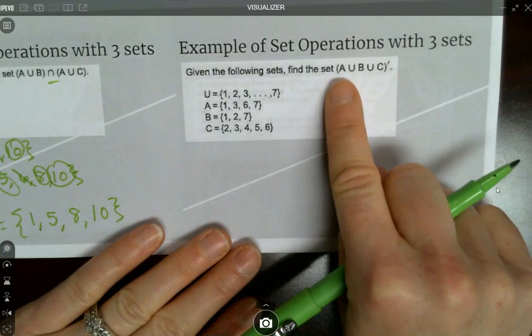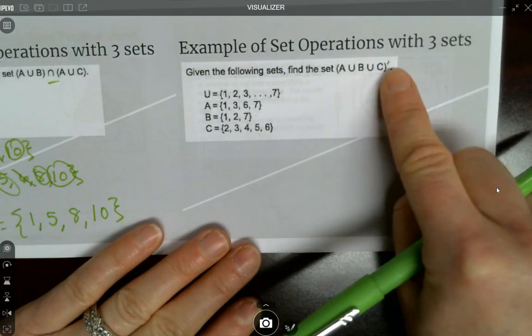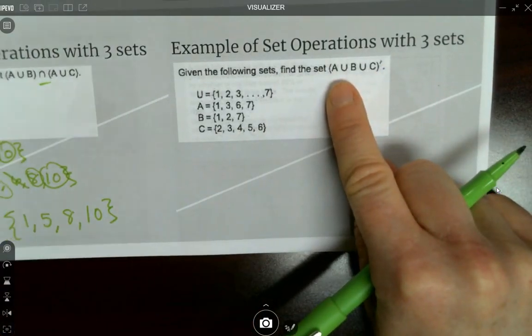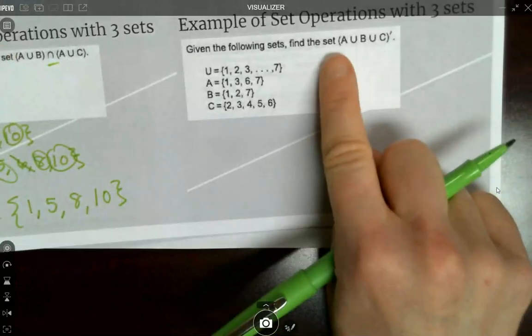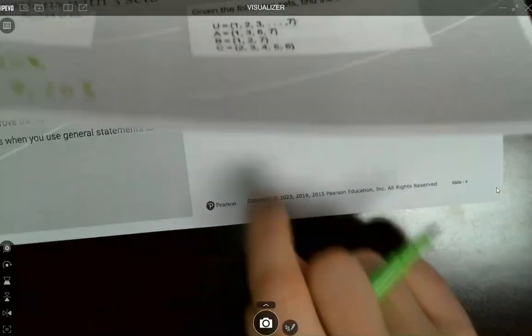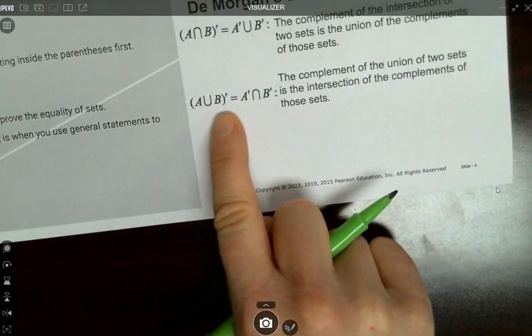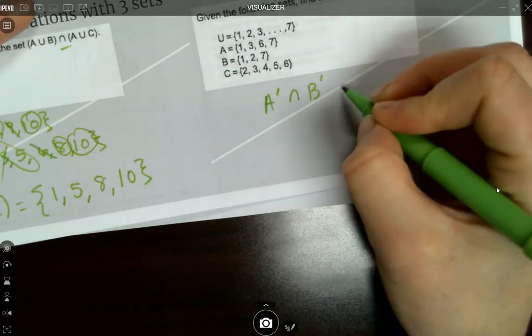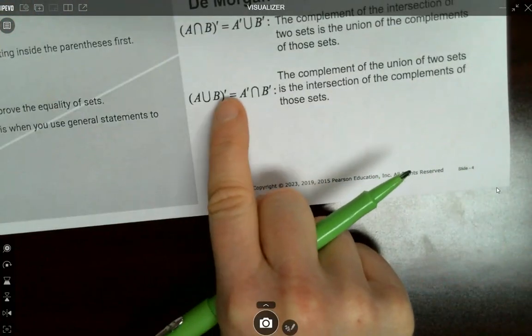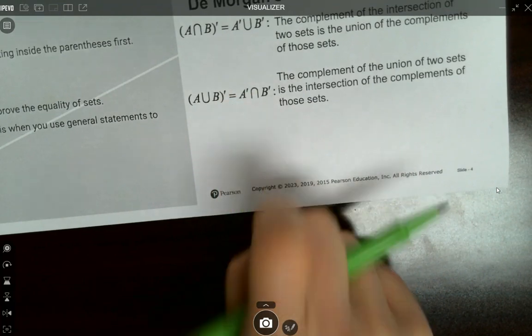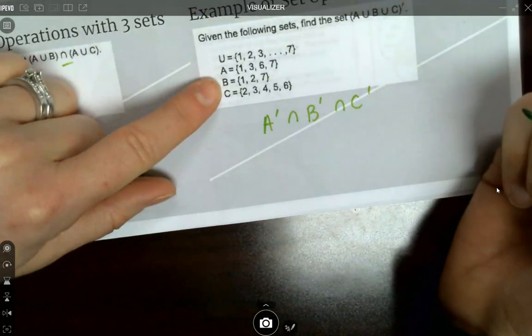And the next one, the complement of A union B union C. So remember De Morgan's law. This is the union of all of them with the complement. What we could do is, because it's the union but it's a complement, it would be the same as the intersect of the complement of each. So let's do it that way.